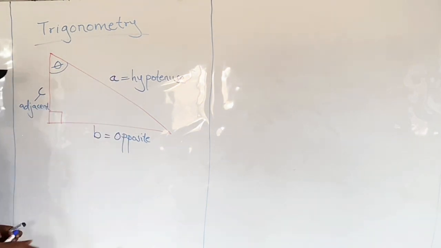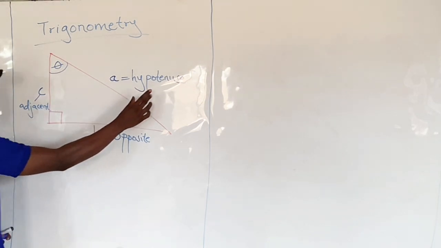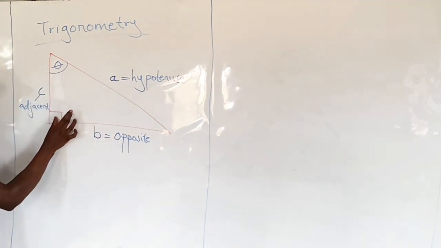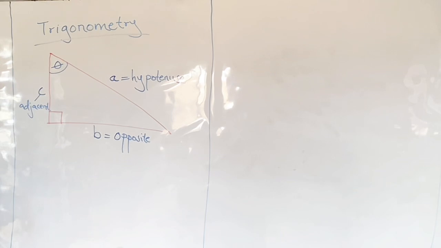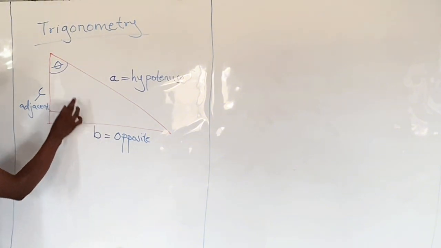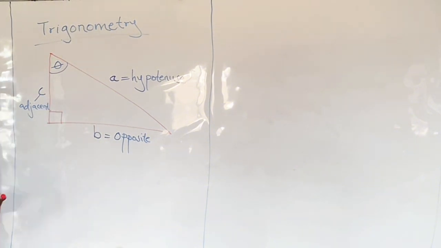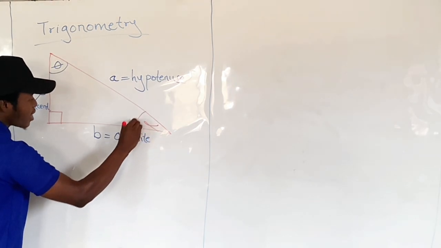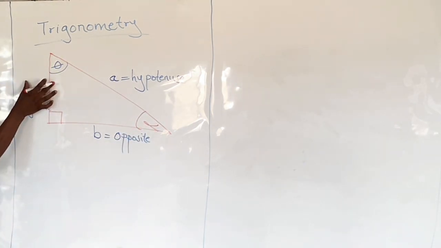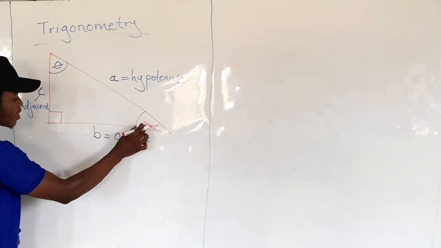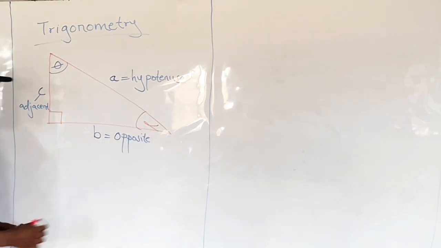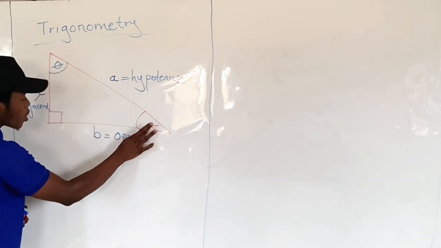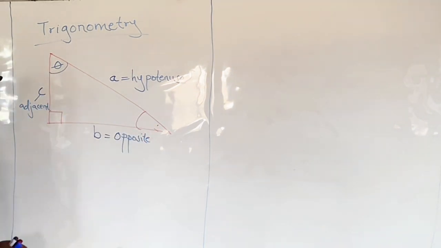Now, we know the three labeled parts of our right angle triangle. In any right angle triangle, the hypotenuse is the only side which is fixed or known. The other two sides, the opposite and the adjacent, depend on the position of the angle we are considering. Assuming we have another angle here, alpha, then here becomes the opposite side to the angle alpha, and here becomes the adjacent side to the angle alpha. Always, the opposite and the adjacent are with respect to the angle you are considering.